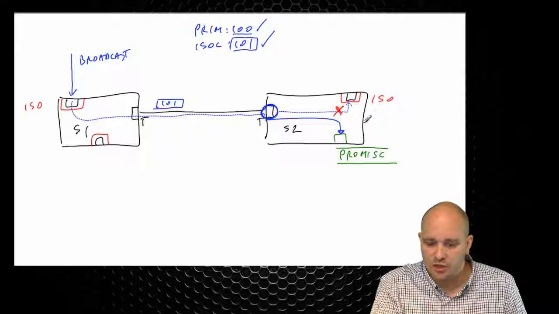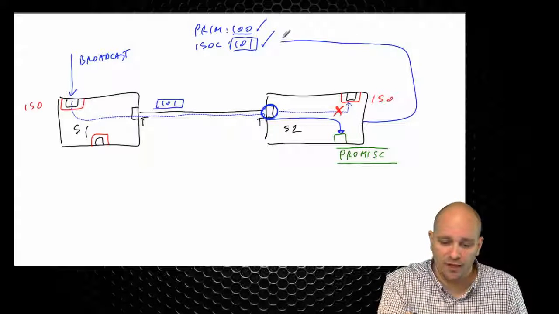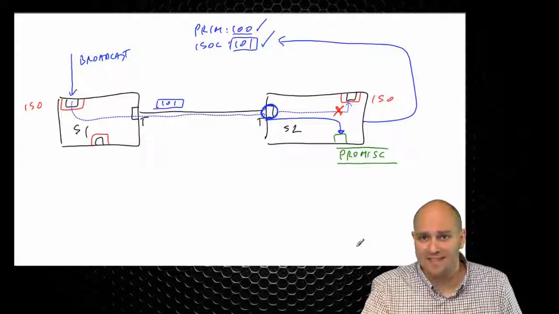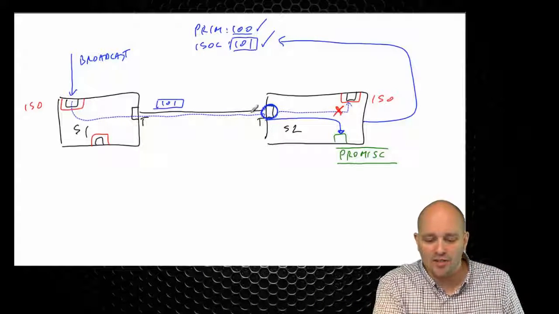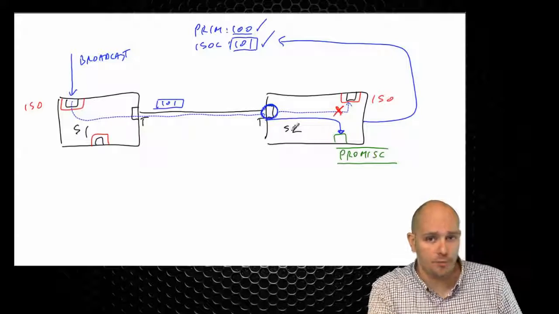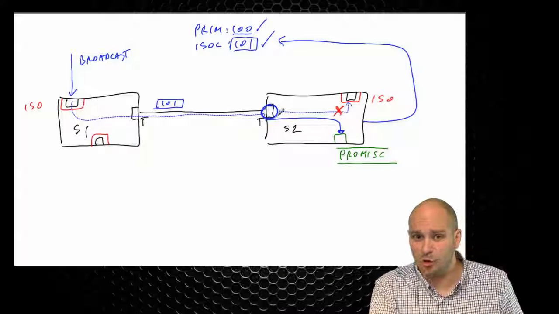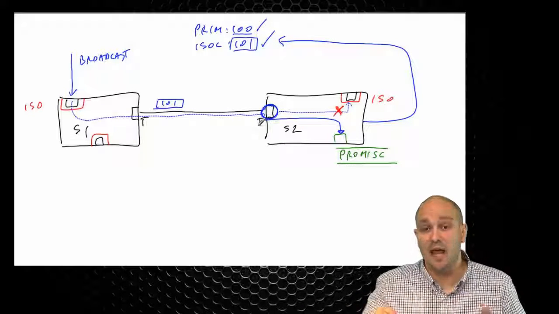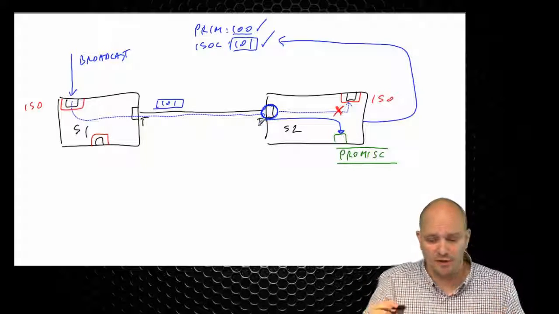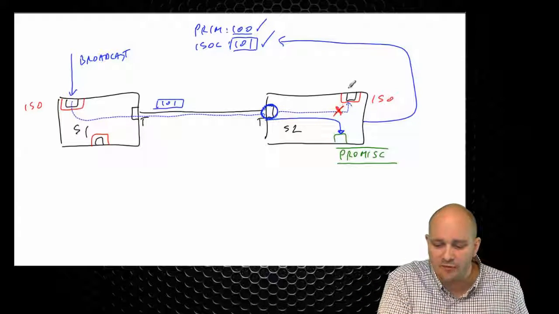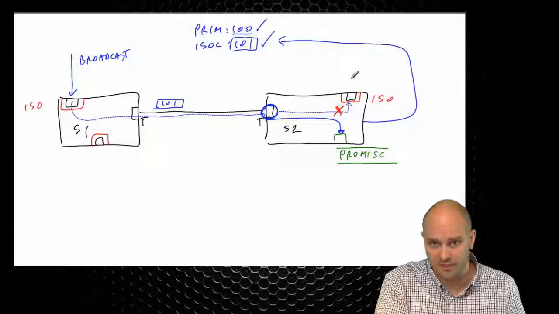Now, because this switch here is actually configured with 101 as the isolated VLAN, when we receive the traffic from a non-promiscuous port that is supposed to go to the isolated VLAN, we are actually not going to send this traffic. This is why this traffic doesn't go out of this port here.